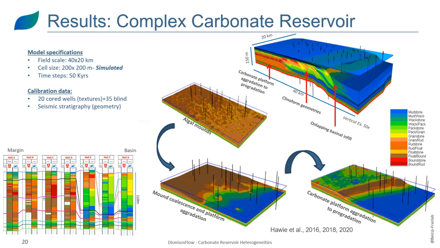Of course, if you use only geostatistics and knowing carbonate systems, you will not be able to answer in the detail you want all the variability in facies and architectures that you will see in your system. This is an example. So we try to reproduce the model by using a field scale Dionisos model of 40 by 20 kilometers. We used very high resolution simulation cell sizes of 200 meters by 200 meters with time steps which are 50,000 years.